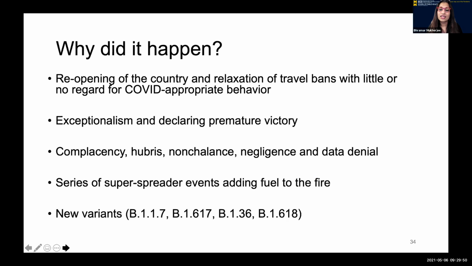And so this human behavior is, of course, responsible, but at the same time, there are many super spreader events in terms of, I'll show you some pictures of massive religious gatherings, election campaigns that really added fuel to the fire. On top of everything, the new variants of concern that were circulating all over the world took their own form and shape, with many new variants emerging into the Indian landscape. So this was a perfect storm creating this virus inferno.